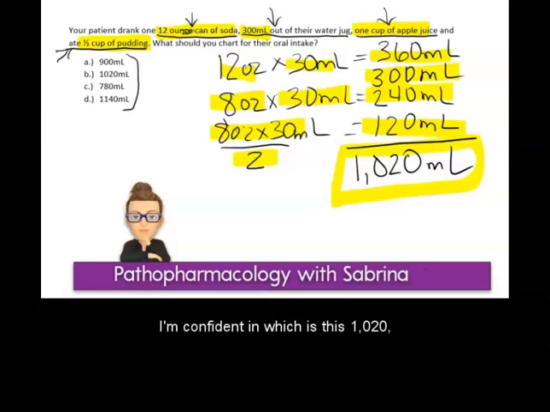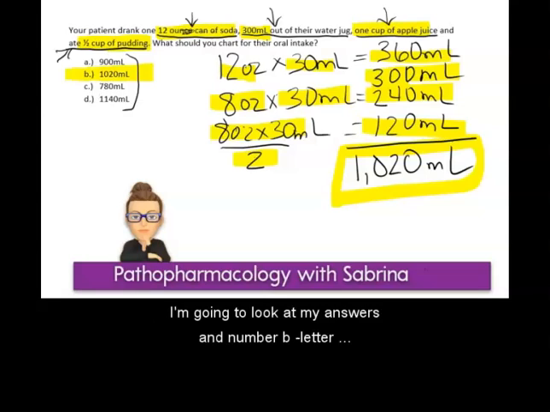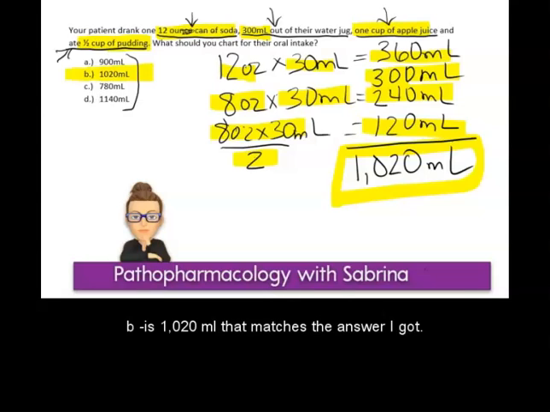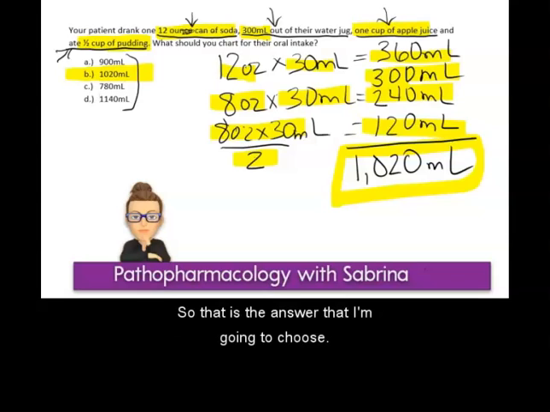So now that I have an answer I'm confident in, which is this 1020, I'm going to look at my answers and, oh, hey, letter B is 1020 milliliters. That matches the answer I got. So that is the answer that I'm going to choose.